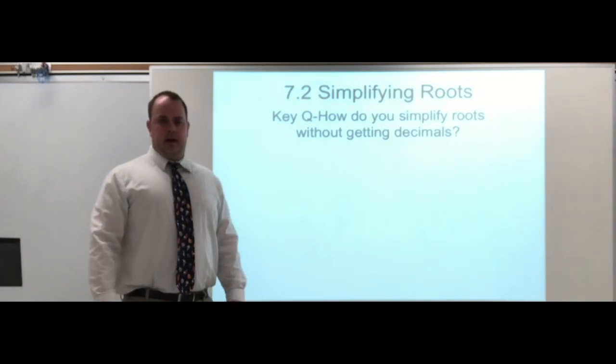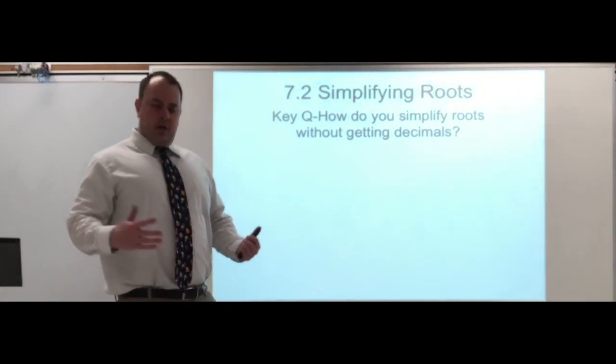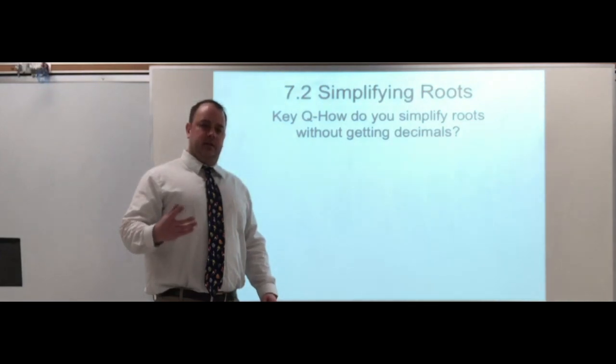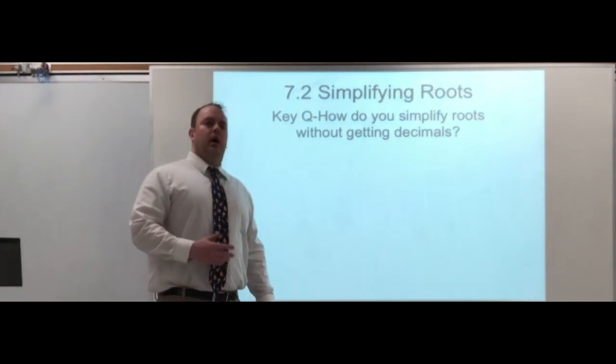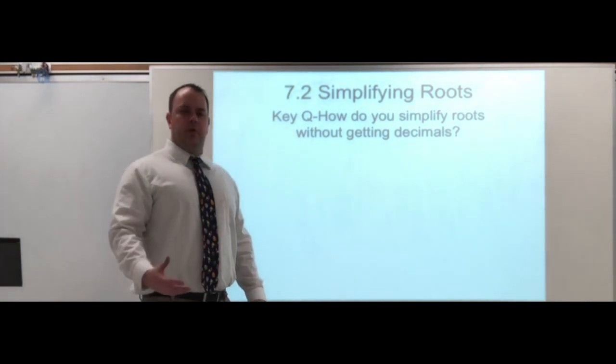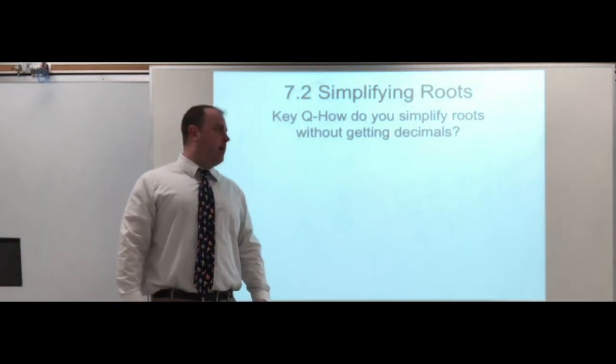7.2 is simplifying radicals. In this section, we're going to be simplifying radicals. You're allowed to use your calculator, but I don't want a decimal answer. I want you to simplify these to be exact answers. It's a pretty long section. We do a couple of adding, multiplying, and dividing, so I split this up into a couple of videos again.